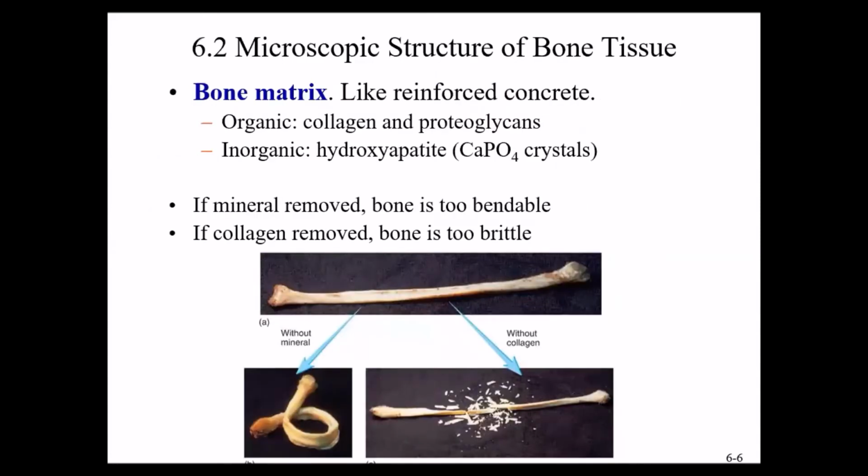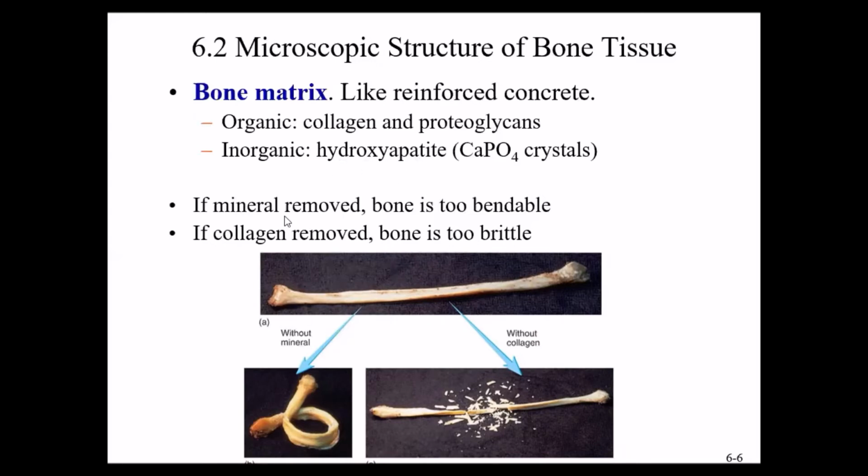Now, let's talk about the bone matrix. The bone matrix could be compared to something like reinforced concrete. In other words, it has an organic portion that is made from protein fibers, collagen, and other chemicals called proteoglycans. That's part of the matrix portion there. It also has an inorganic portion that helps to strengthen the bone, and that's your calcium and phosphorus, or calcium phosphate crystals we mentioned earlier that you're storing inside of the bone. But that's a mineral form called hydroxyapatite.